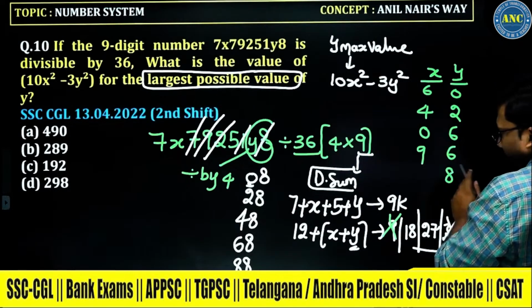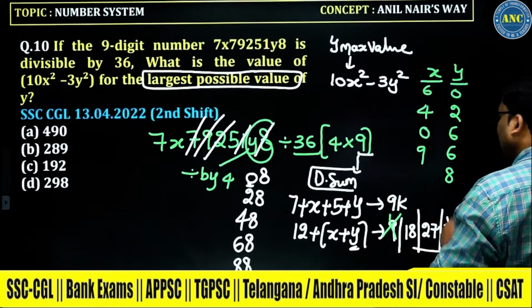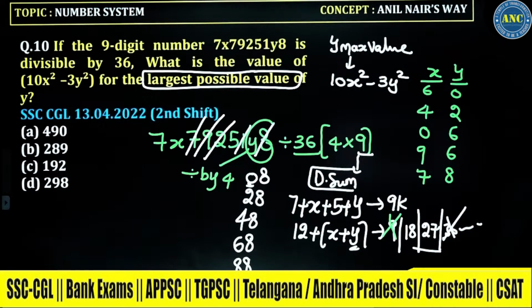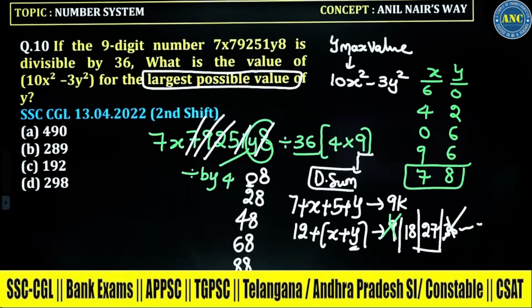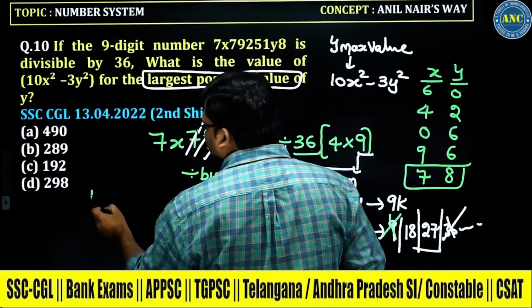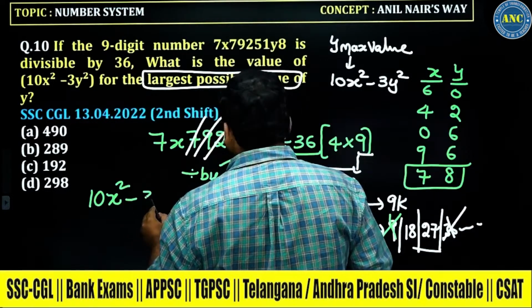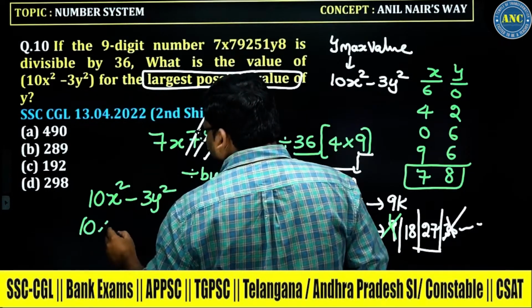If y is 8, 12 plus 8 is 20, which means x will be 7. These are all the cases that are possible. What is the question? For the largest possible value. Why did we take 8? What is the required expression? 10x square minus 3y square. What are the y value and x value? We got the x value, it is 7.